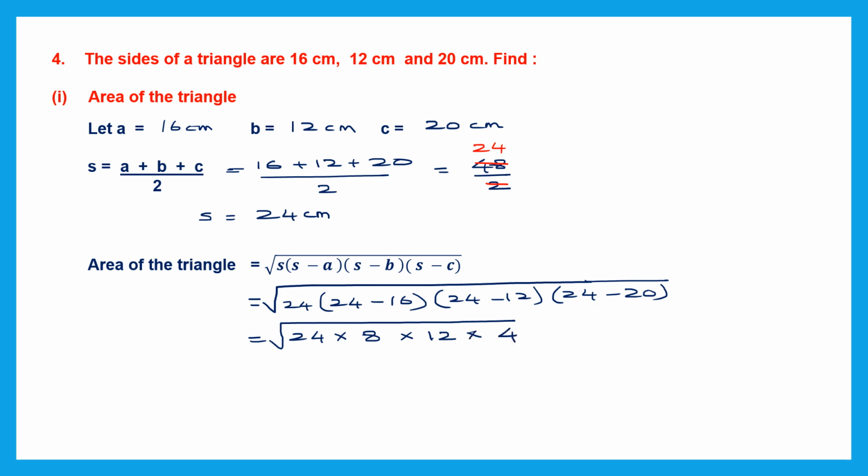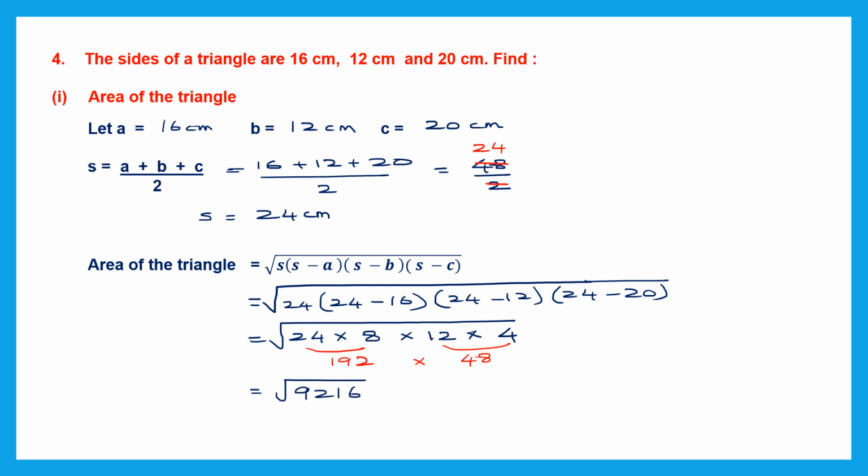Now let's multiply. 24 into 8 is 192. 12 fours are 48. Let's multiply these two. 192 into 48. So when you multiply, you get 9,216.